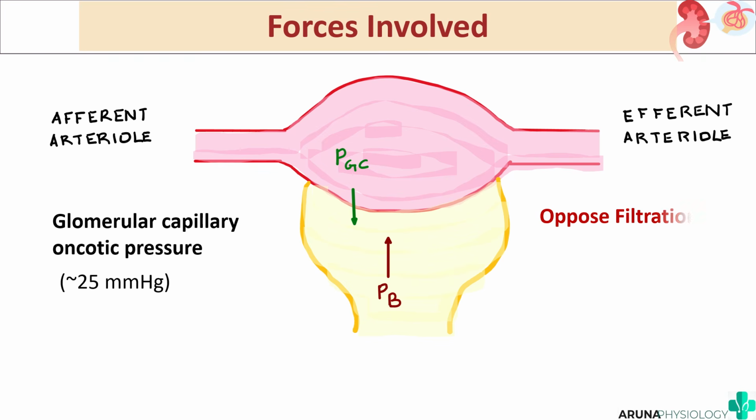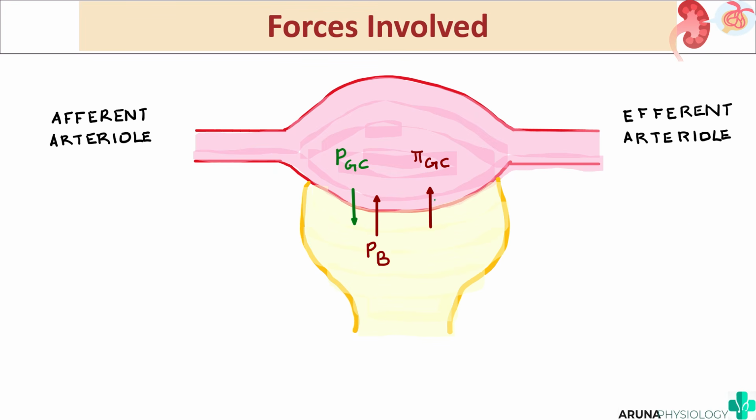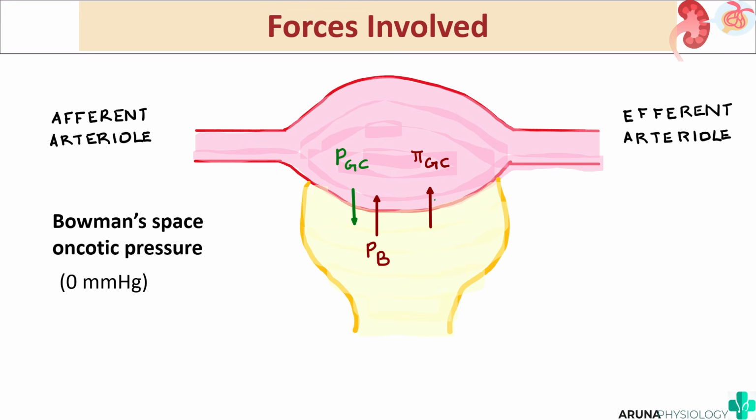Now, we've got oncotic pressure also. There is the glomerular capillary oncotic pressure, which is around 25 millimeters of mercury. We know that oncotic pressure, as opposed to hydrostatic pressure, opposes filtration because it draws the fluid into the glomerulus. Similarly, ideally we should have a Bowman space oncotic pressure also, but we don't have any proteins in the Bowman space. So naturally, the Bowman space oncotic pressure is 0. If it was there, the force would have been in this direction, but actually it is 0 because there are no proteins or albumin in the Bowman's capsule.